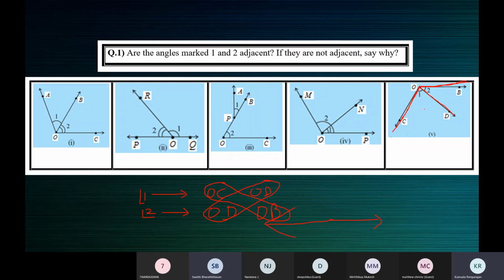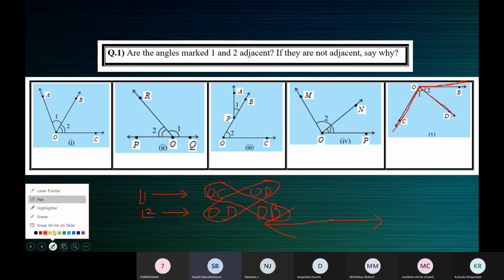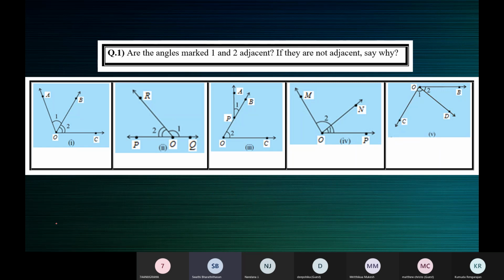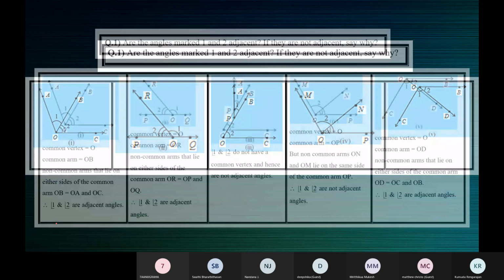So angle 1 and 2, they don't form a linear pair. They are adjacent angles, but they do not form a linear pair. Ma'am, and they do not even have a straight angle of measure 180 degrees, ma'am. Yeah, that's what. The non-common arms, they're not opposite rays. Only when they're opposite rays, they'll have 180 on them. Yes, ma'am. You're right, yeah.